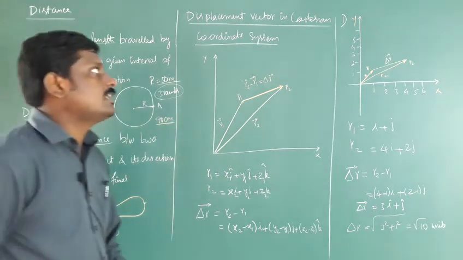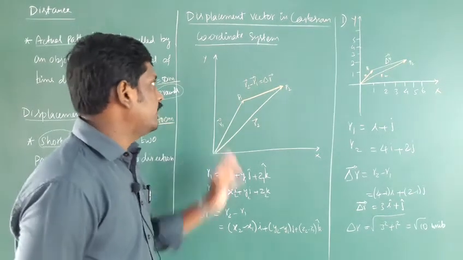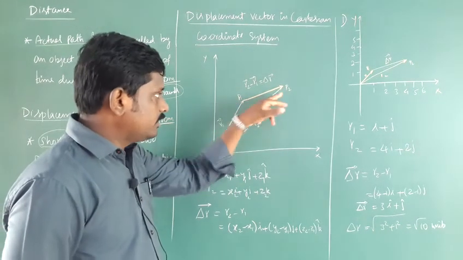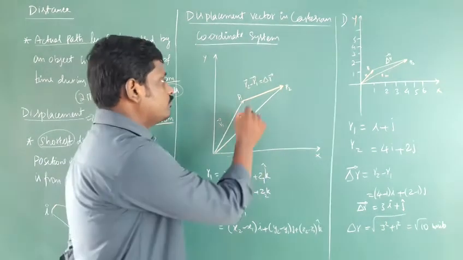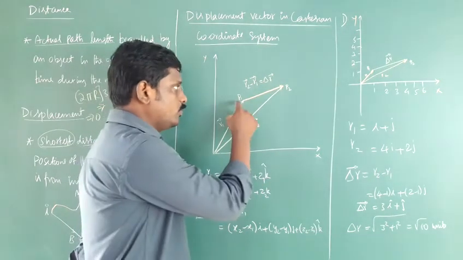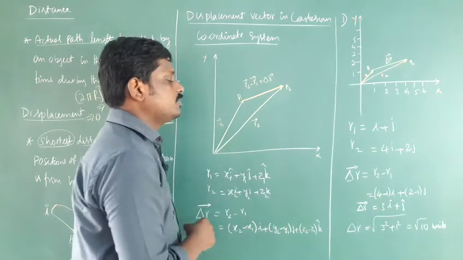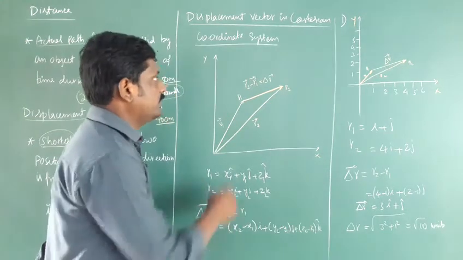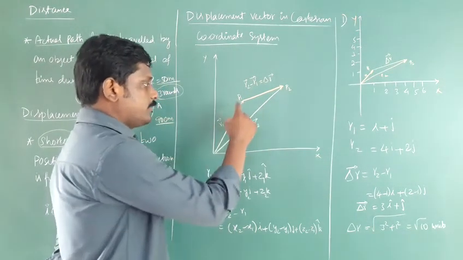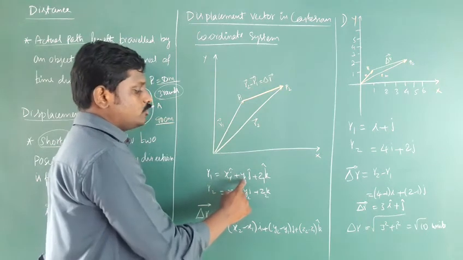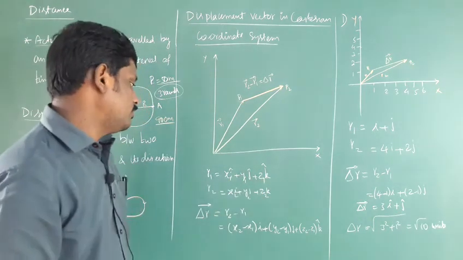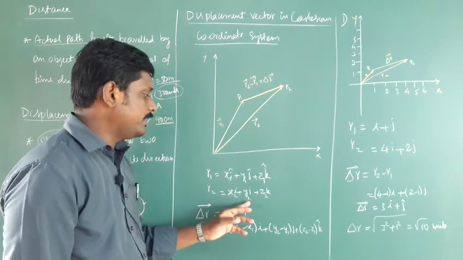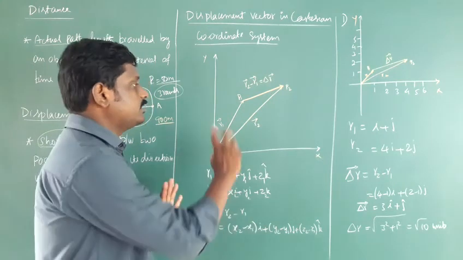Next, displacement vector in the Cartesian coordinate system. Here we consider x and y. Now the particle is at the point P1, then P2. The particle moves from here to there, P1 to P2. R1 and R2 are the position vectors. The position vectors describe the position of the particle. In xy coordinates, R1 is x1 i plus y1 j plus z1 k if it is a 3-dimensional case, and R2 is x2 i plus y2 j plus z2 k. So it represents a position.